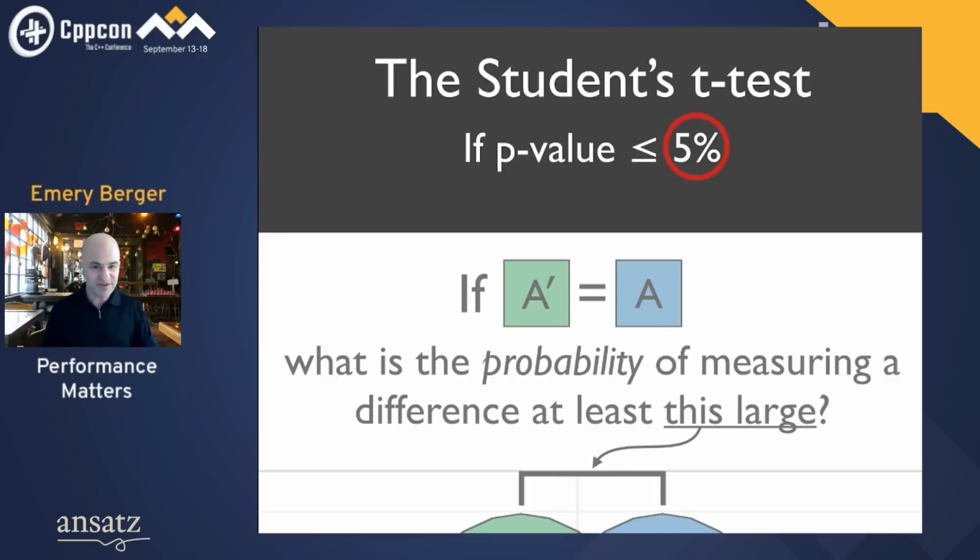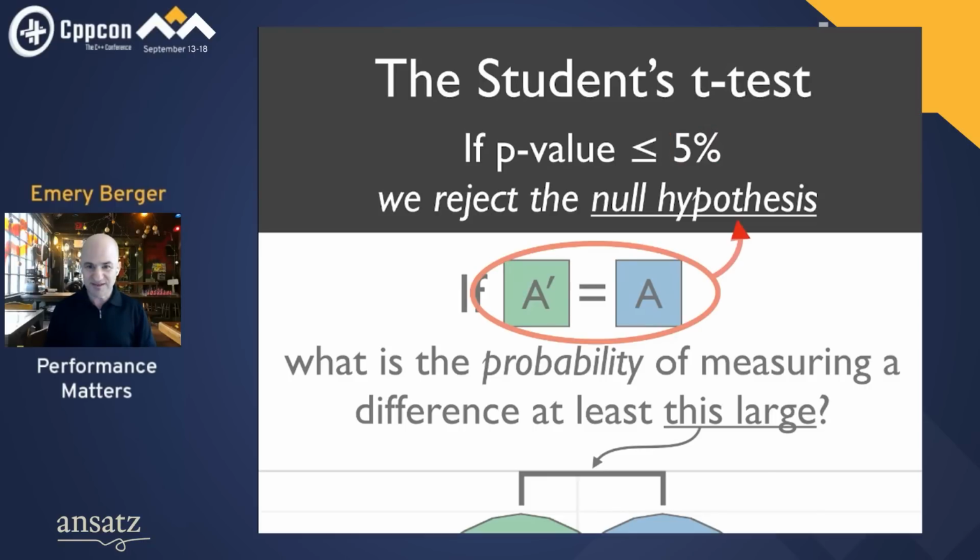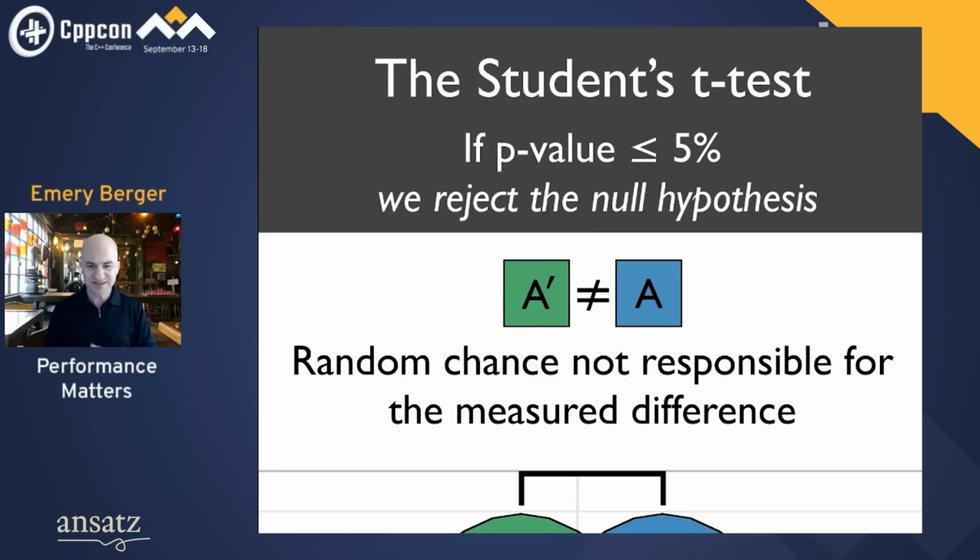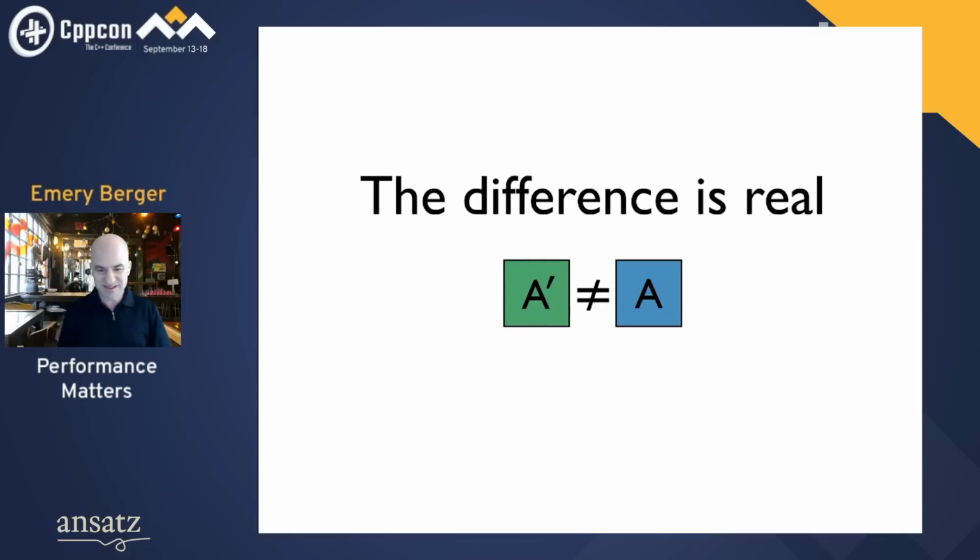So if the p-value is less than or equal to 5%, we're going to reject the null hypothesis. They are not the same. Random chance is not why these two things are different. They're different because Luke is a frickin' genius. All right. And the optimization is real.